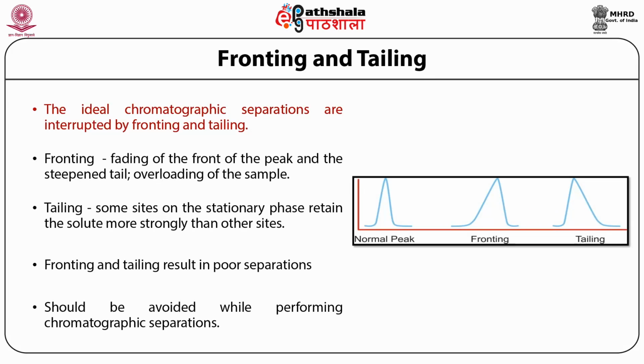The ideal chromatographic separation is affected by fronting and tailing. What is fronting? Fronting is fading of the front of a peak and a steepened tail, and this happens because of overloading of the sample. So overloading of the sample should be avoided to get a good resolution. Tailing is when some sites on the stationary phase retain the solute more strongly than other sites, therefore you get a strong tail at the end of the peak instead of a Gaussian peak. So fronting and tailing could result in poor separation, and these should be avoided when performing chromatographic separations.